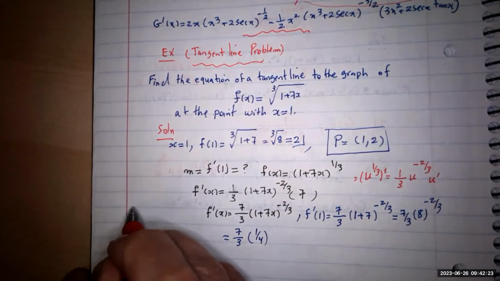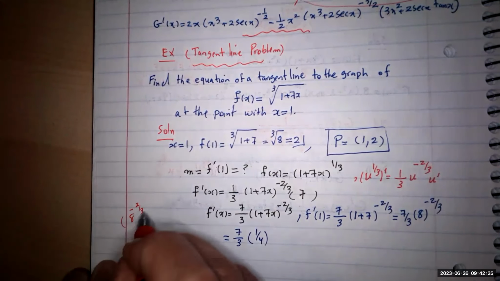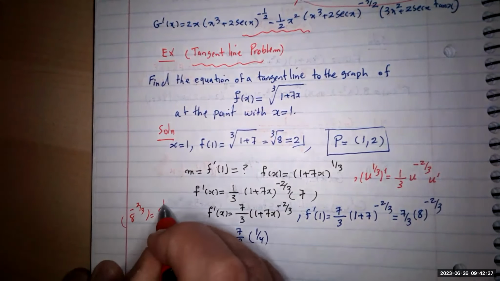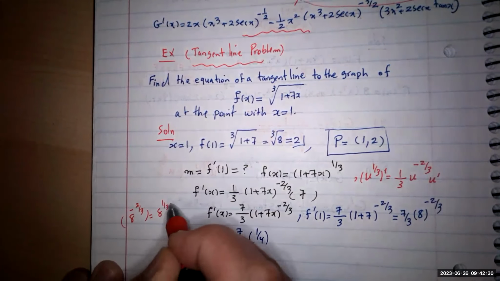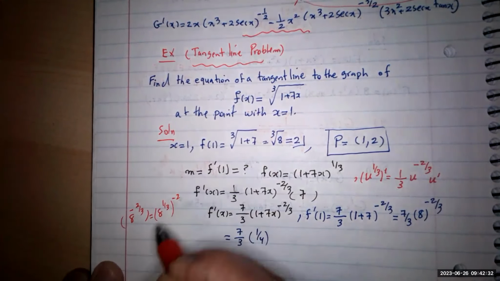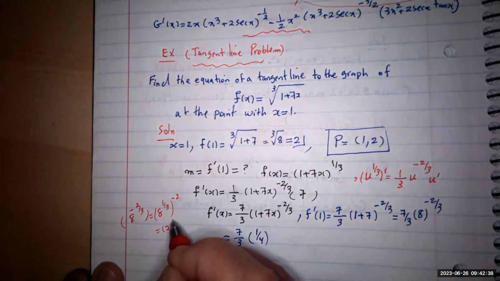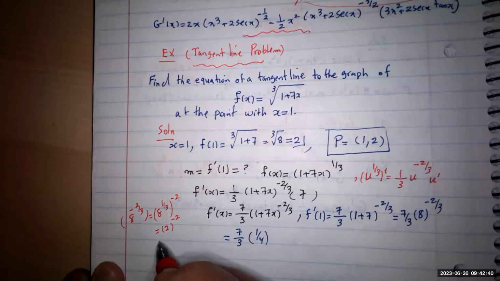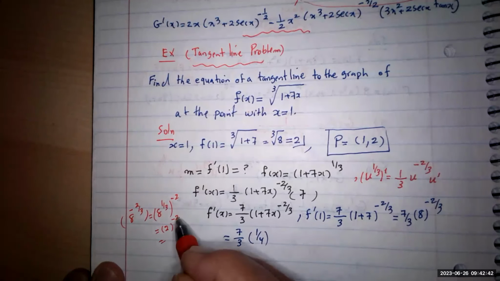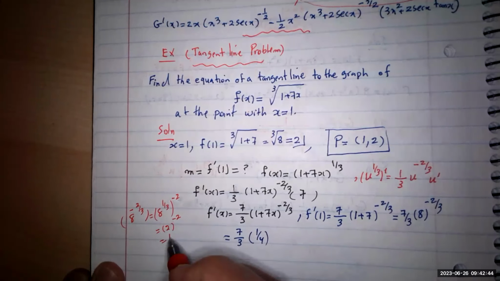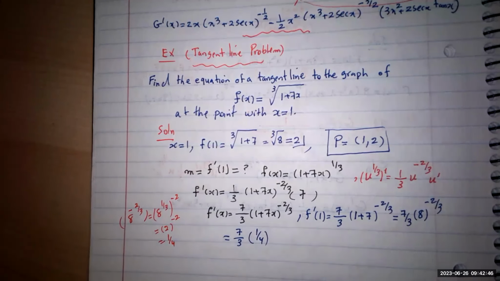It's 8 to the negative 2/3. You can do the 8 to the 1/3 first, then to the negative 2. 8 to the 1/3 is the cube root of 8, which is 2. So 2 to the negative 2: 2 to the positive 2 would be 4, but it's a negative. So that gives you 1/4, a quarter.